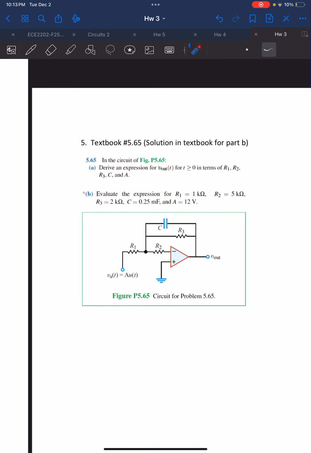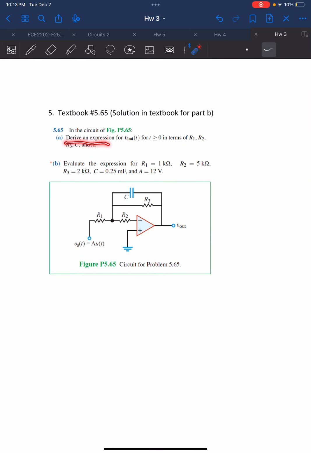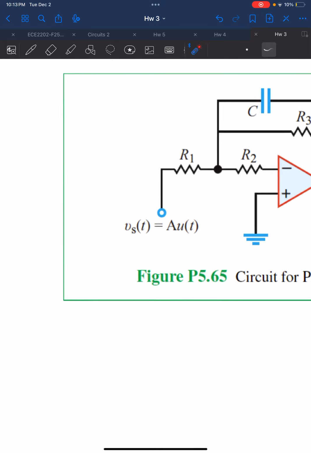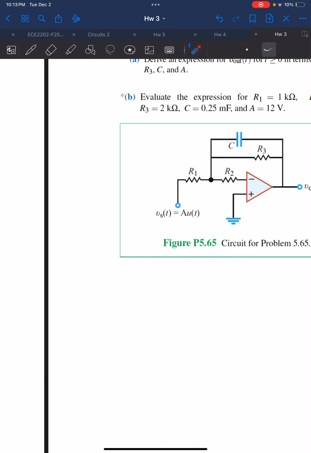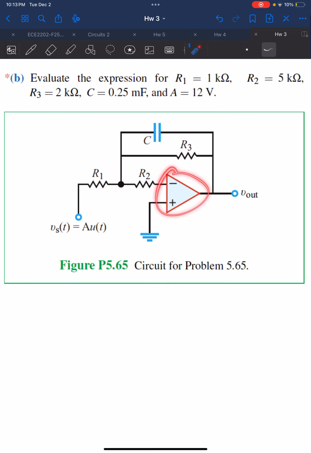And the question asks us to derive an expression for V out of t for t greater than 0 in terms of R1, R2, R3, C, and A. And then we have a part B over here. A is the unit step function. This is an op-amp problem, so let's get started.